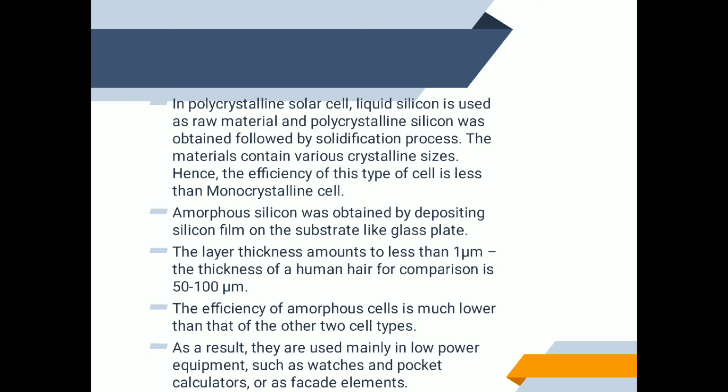Now, coming to the polycrystalline solar cell, liquid silicon is used as a raw material, and polycrystalline silicon is obtained followed by a solidification process. The material contains various crystalline sizes. Hence, the efficiency of this type of cell is less than monocrystalline.